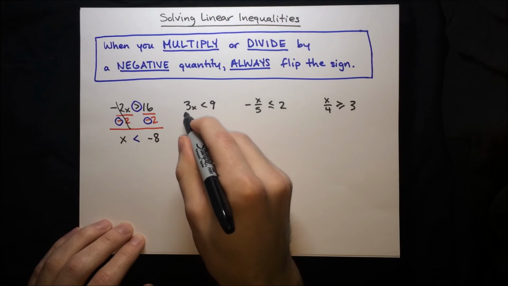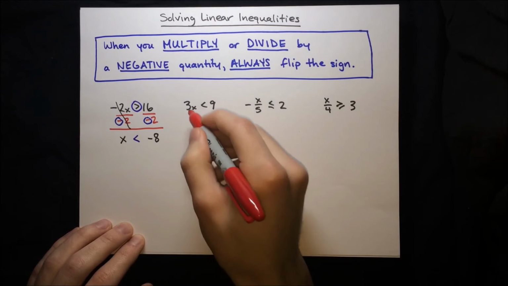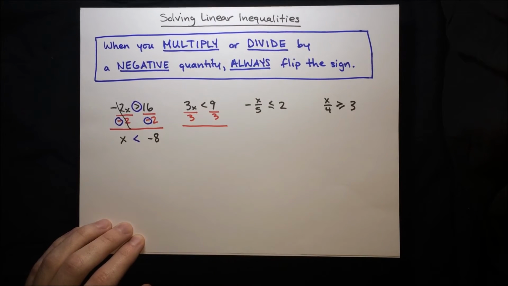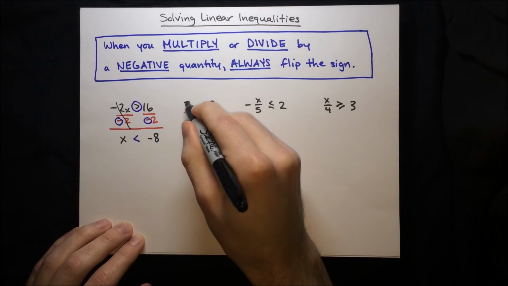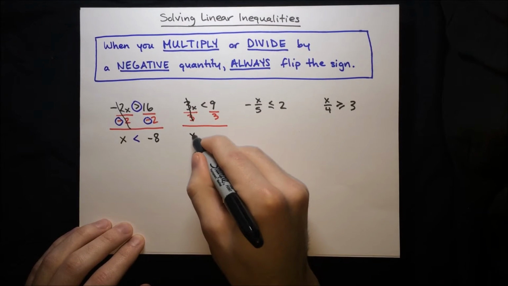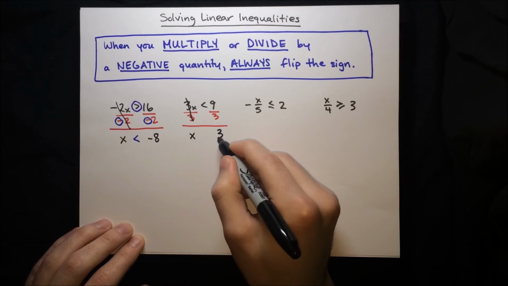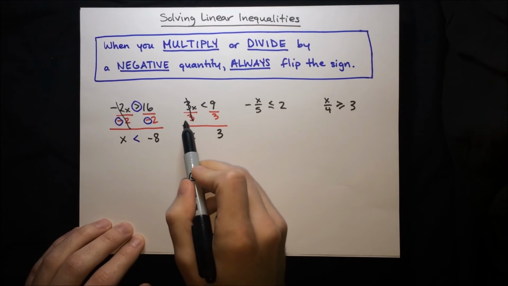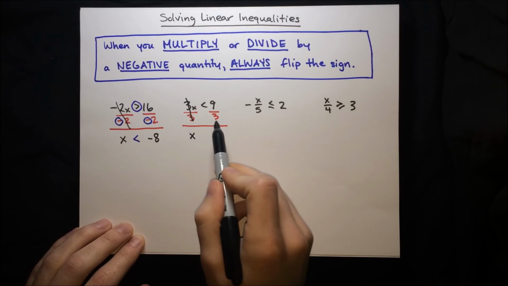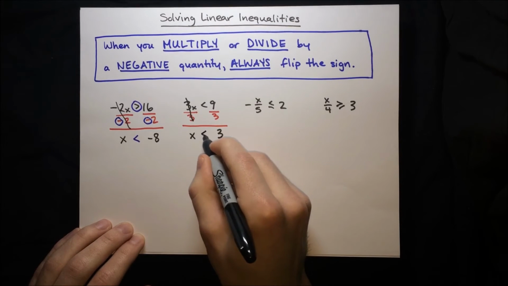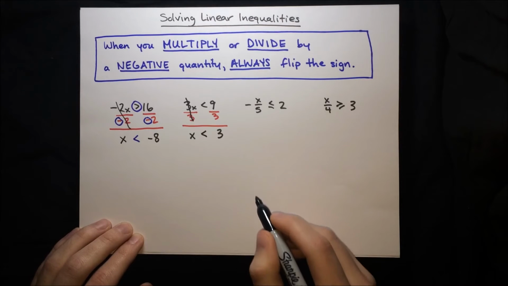We have to divide by 3. And then the 3's cancel out here, and we've just got x, and 9 divided by 3 is just 3. And we didn't divide by a negative, we divided by positive numbers. And since we didn't divide by a negative, we don't flip the sign. So it stays as a less than.